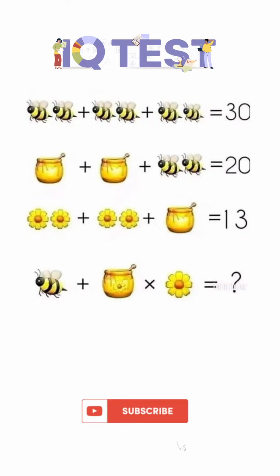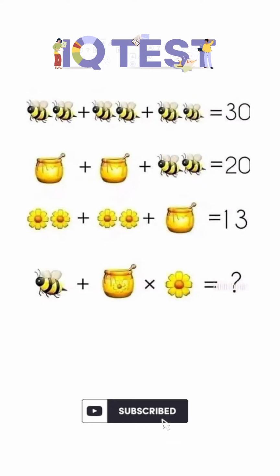Okay, so the total number of bees we have over there is 6. So if we divide 30 by 6, we are going to get 5. So it means 1 bee is equal to 5. Now if we look at the pot, we have 2 of the pot plus 2 of the bees. If 1 bee is equal to 5, it means the 2 is 10. So if we take the 10 out of the 20, we'll get 10 left. So if we divide that by 2, we will get 5 for the pot. So the honey jar here is 5 each.